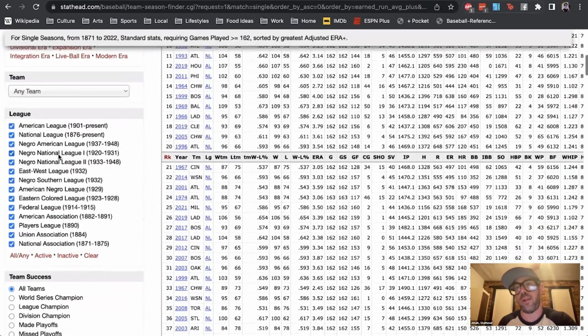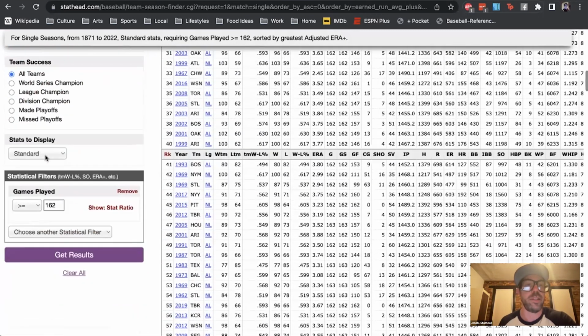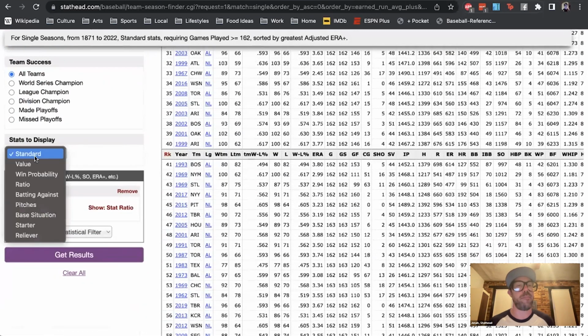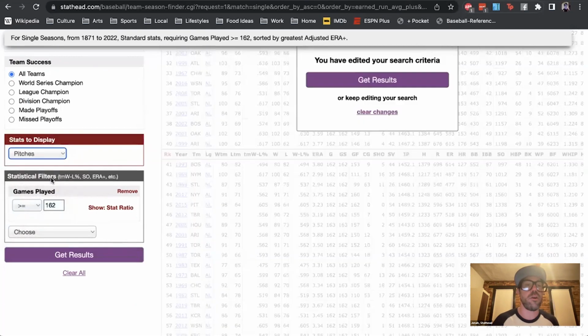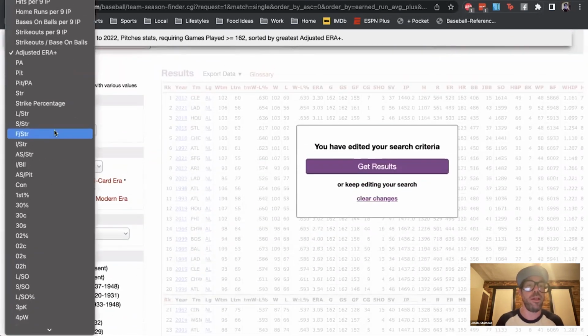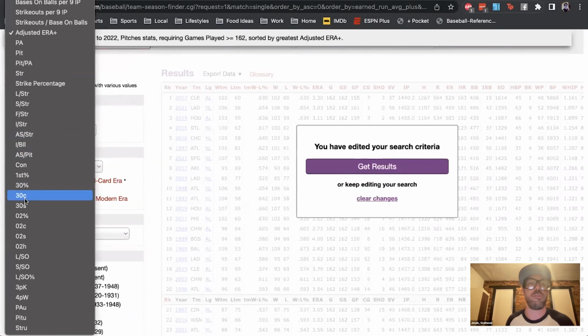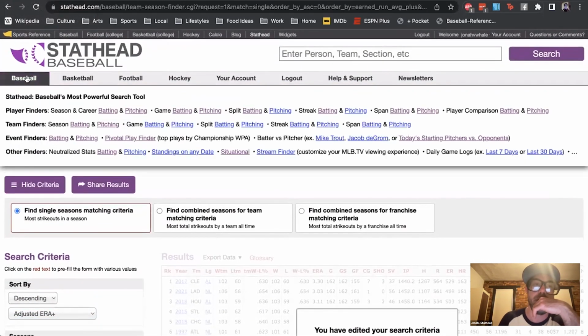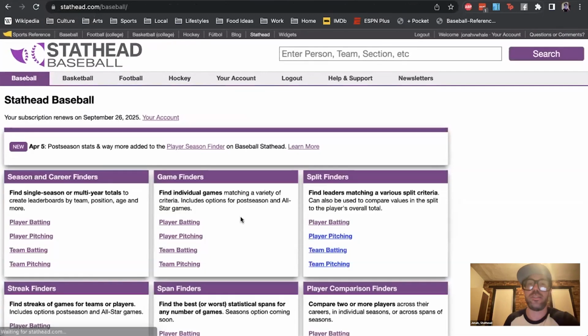And one other thing I want to point out that's really cool is down here we have this stats to display. There are all sorts of different kinds of stats that you can get in here. So value is WAR stats. I'll show pitches, because that's really cool, since it's all pitch count based. So you can see 3-0 counts, looking strikeouts or looking strikes, swinging strikes, all kinds of cool stuff like that. So that is the season finder.